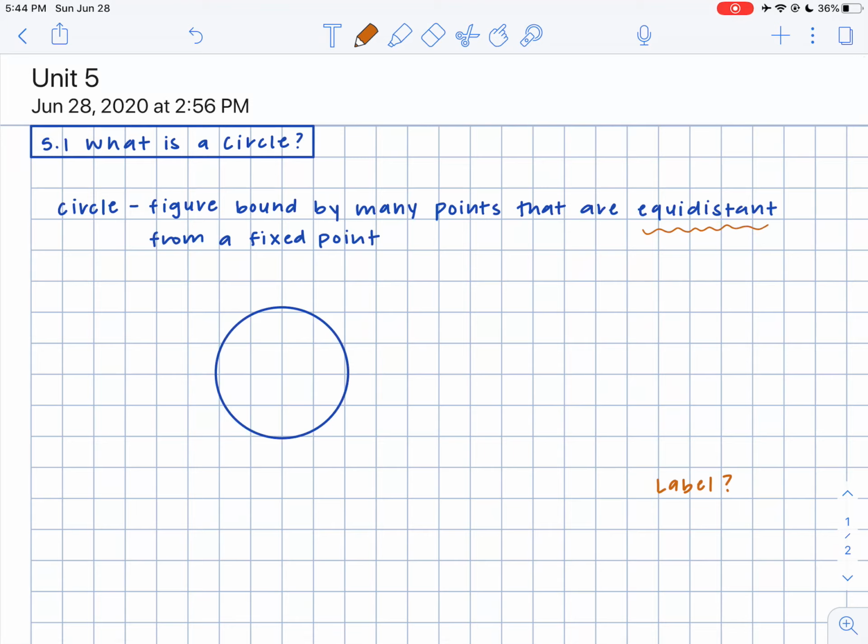Now, equidistant just means equal distance, okay? So the distance from the fixed point to all the other points is the same for all the other points, okay? So you look at this figure and you can identify it as a circle, but what is it made of, right?